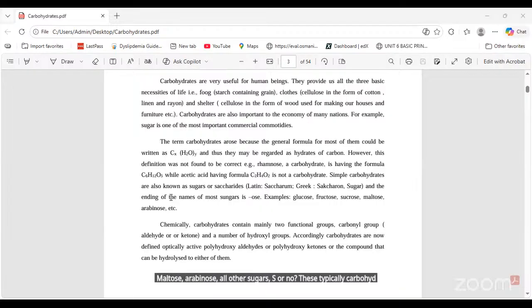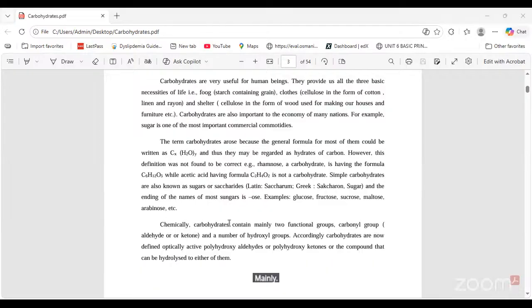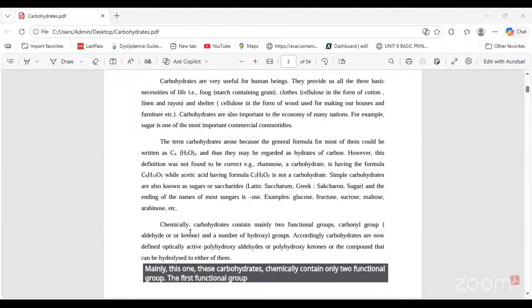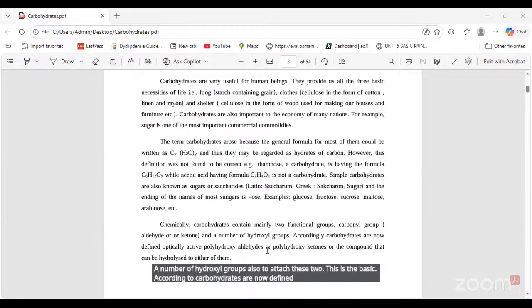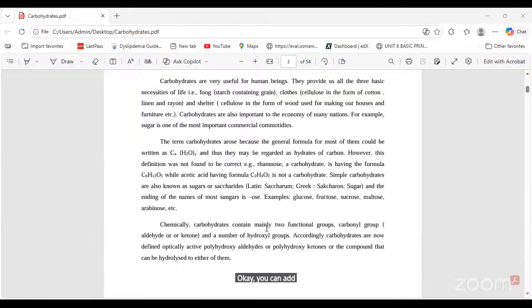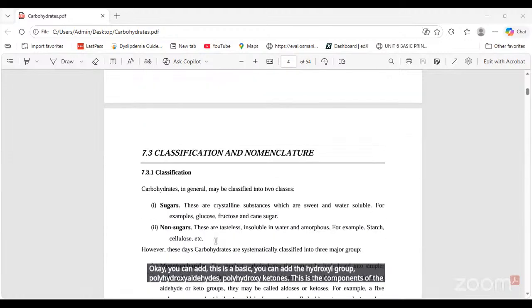Chemically, carbohydrates contain two functional groups. The first functional group is the carbonyl group, that is the aldehyde group or the ketone group. Chemically, carbohydrates contain only these two functional groups: the first is the aldehyde group, the second is the ketone group. A number of hydroxyl groups are also attached to these. According to this, carbohydrates are now defined as polyhydroxy aldehydes or polyhydroxy ketones, and components that can be hydrolyzed to them.